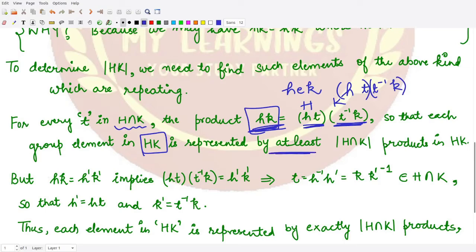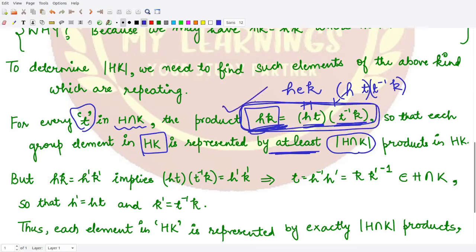We have at least such combinations, at least the order of H intersection K, for products in HK. Why? Because the number of elements which are present in H intersection K, for all such T we may write this as a combination of this kind. So we may express HK in at least that many particular ways in this manner, right?